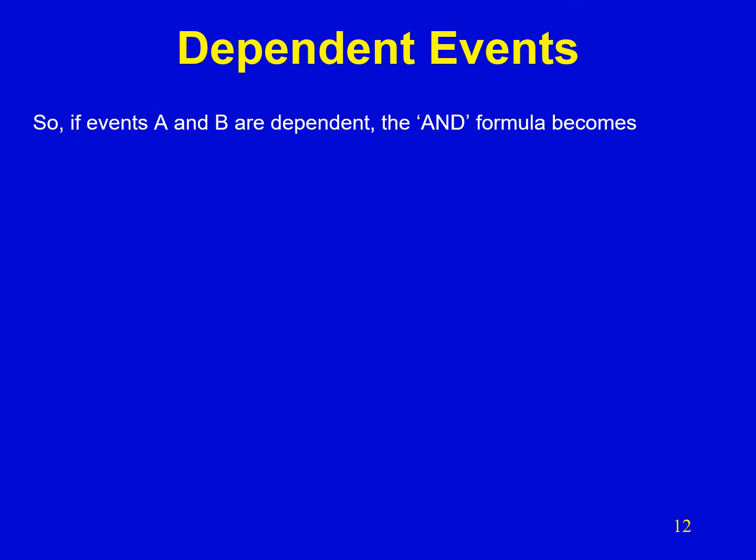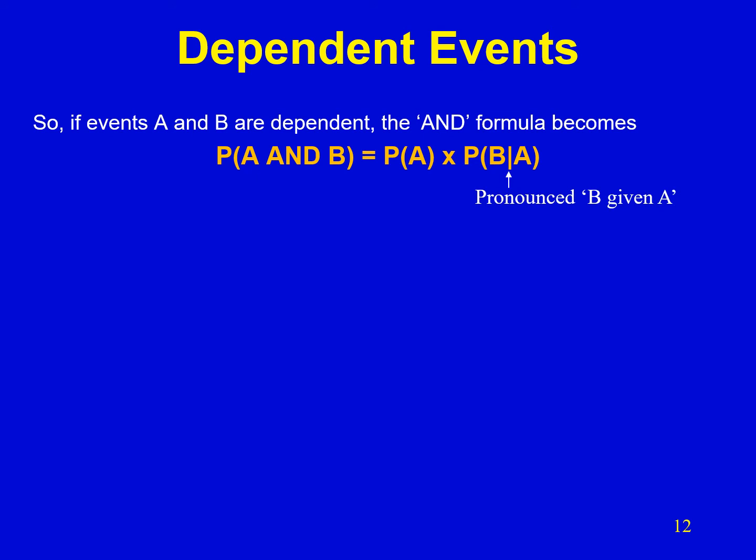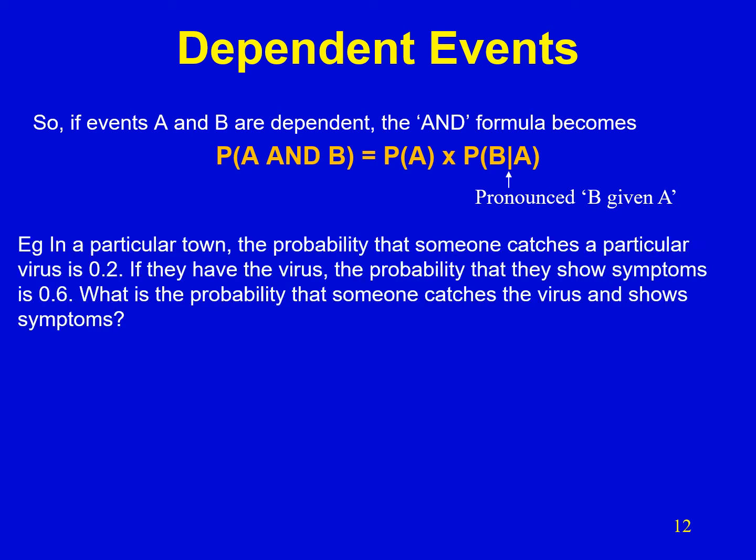So what this means is, if our two events A and B are independent, our formula from earlier needs to change slightly, and it now becomes this. The probability of A and B equals the probability of A multiplied by the probability of B given A. So let's have a look at an example.